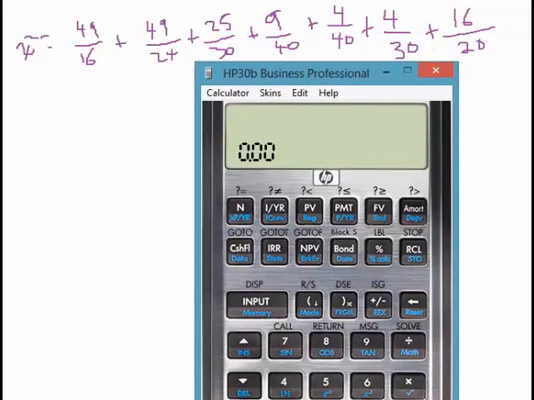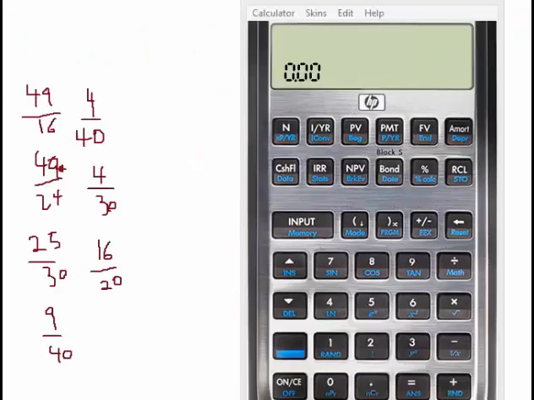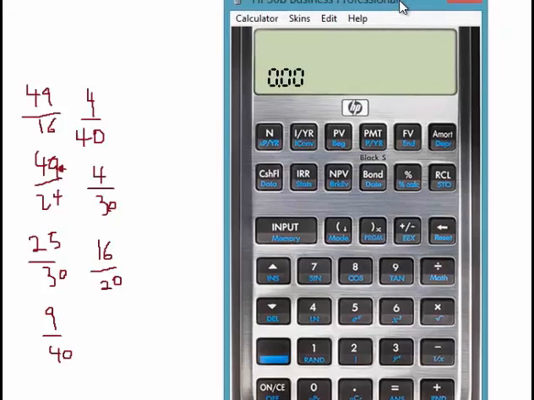Let me try to make this a little smaller. Okay, I just rewrote them on the side because there was no way to get the calculator in with them written across the top. These were the 7 fractions that we just had, so let's do them one at a time. I'm going to use open parentheses for each one because we want to add them all together.